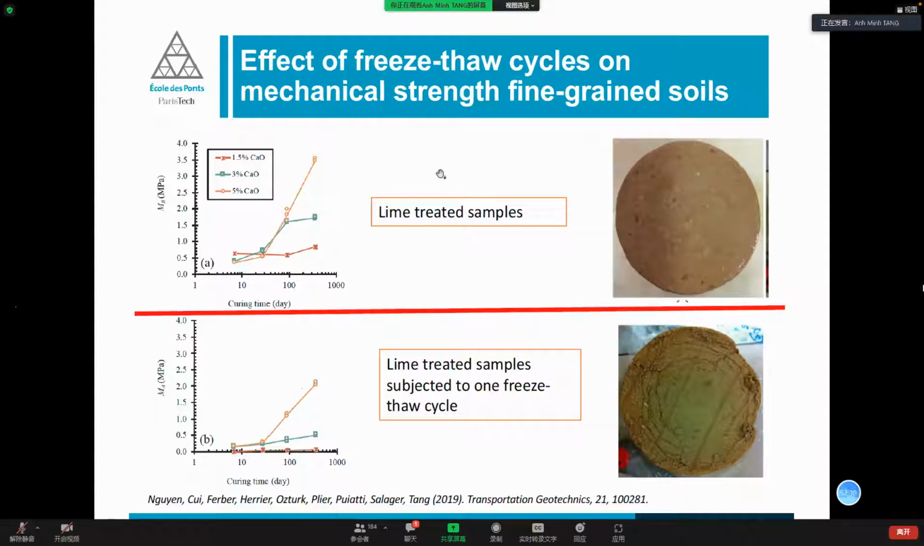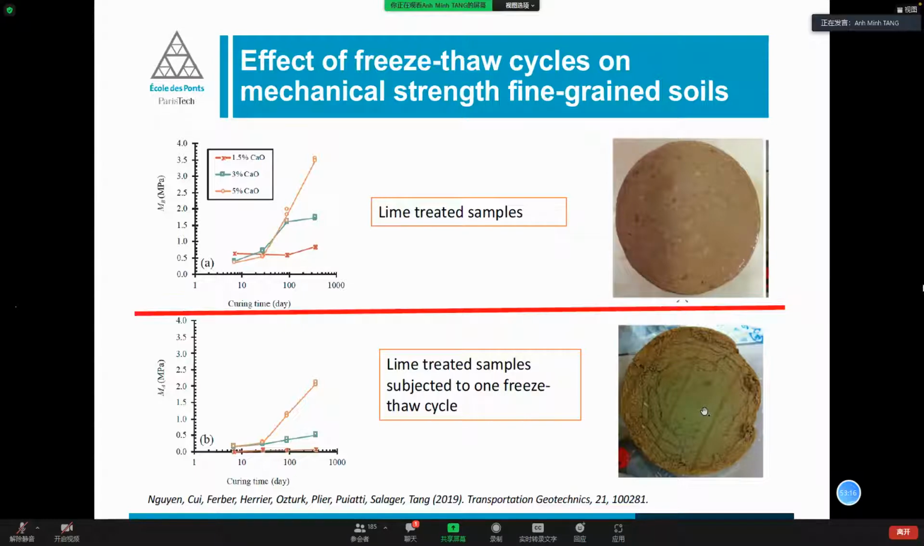So we see that after one cycle, the mechanical strength decreases. For the treated sample, the largest value here is 3.5, decreased to 2. But for soil with very low lime content, the strength decreased completely to zero. We explain this by the damage that we observe in the sample here. This is the bottom of the sample. The freezing is from the outside, the temperature imposed outside the sample. And we see that the freezing and thawing create a fracture around the center of the sample here.